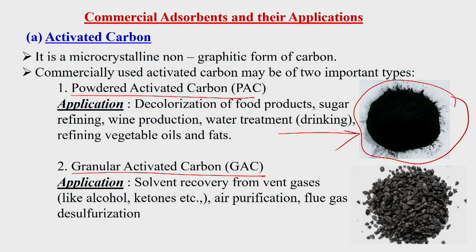And the second one is granular activated carbon. The granule size is in the millimeter range. Their specific surface areas are to some extent lower than powder activated carbon, because the sizes are big, that is why specific surface areas are less. The applications are solvent recovery from vent gases like alcohol or ketone, air purification, and flue gas desulfurization. There are other applications also.